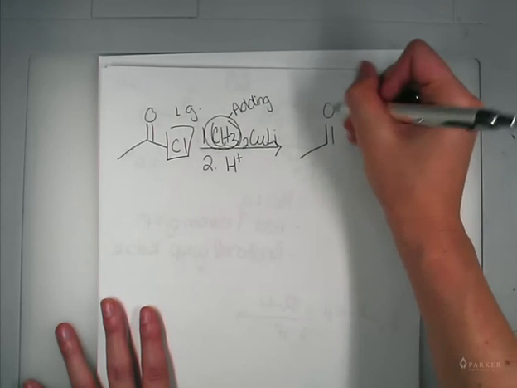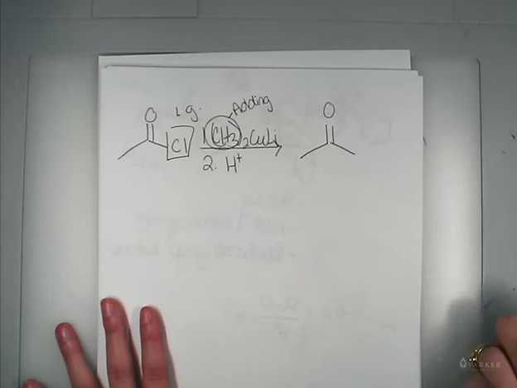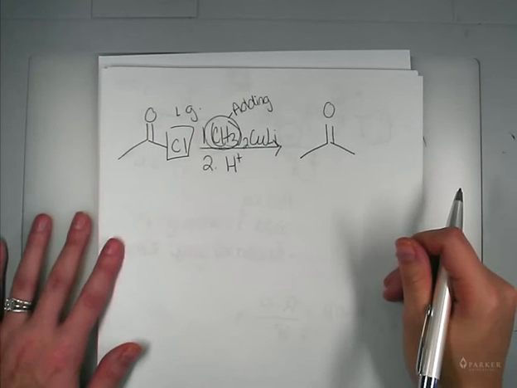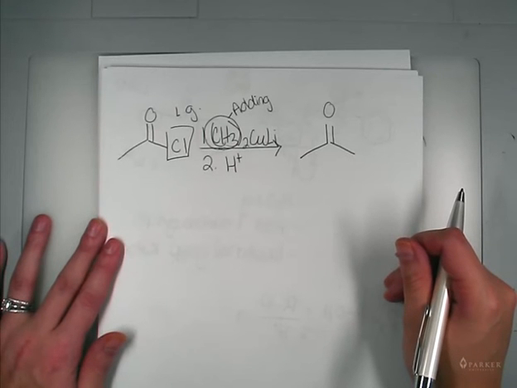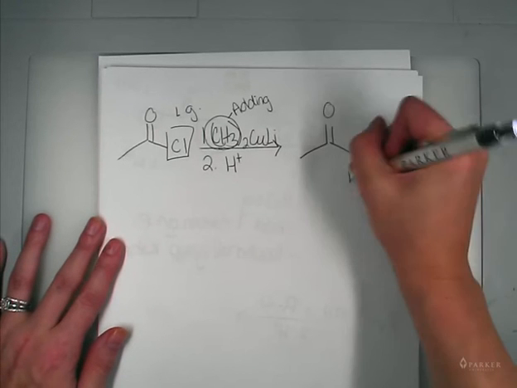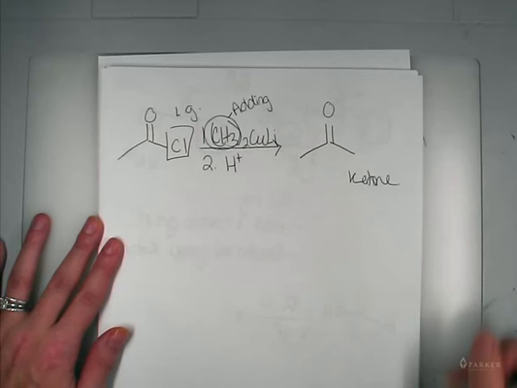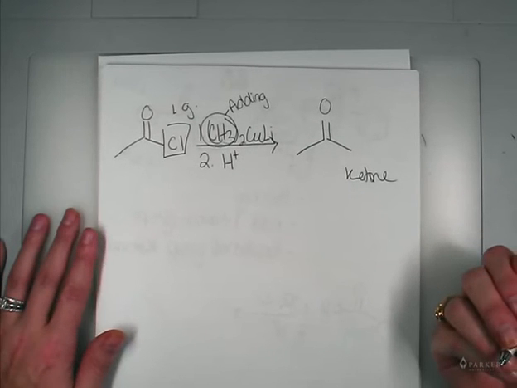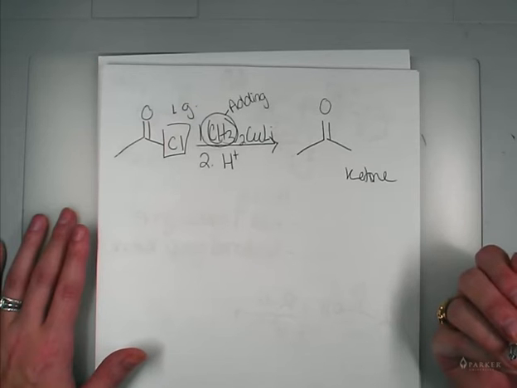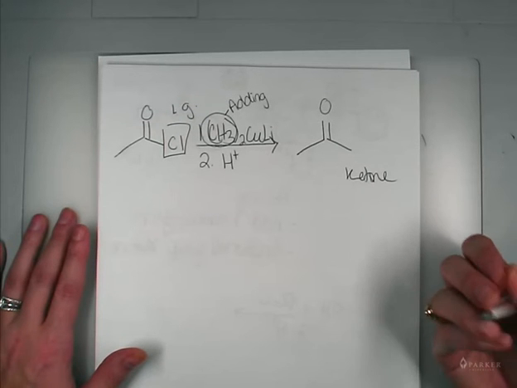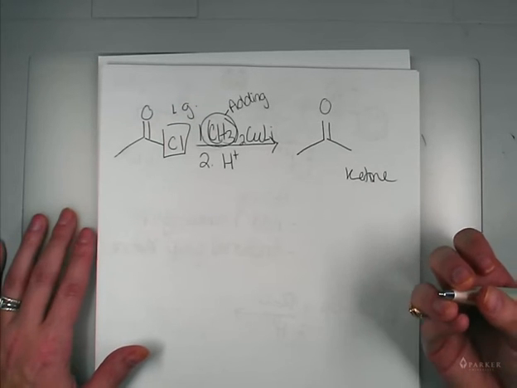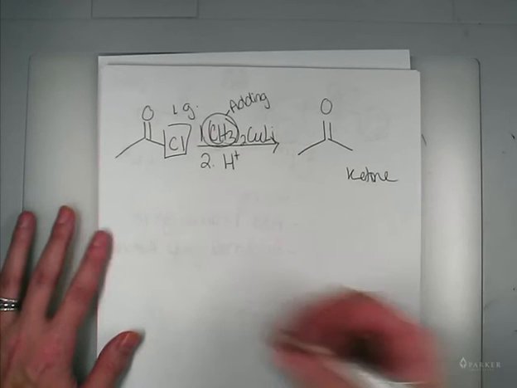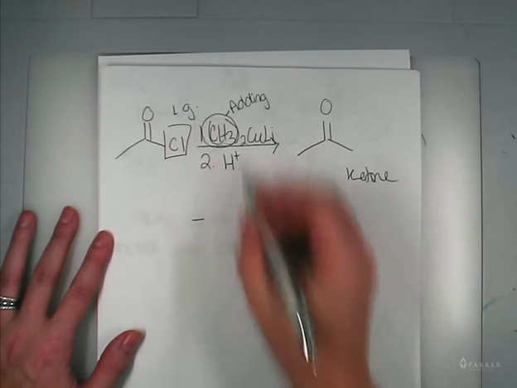So in the end, I end up with this. Which is what? A ketone. Anytime you're adding a carbon group in this chapter, you're making a ketone. So what do you think we need to add to make an aldehyde? A hydrogen.